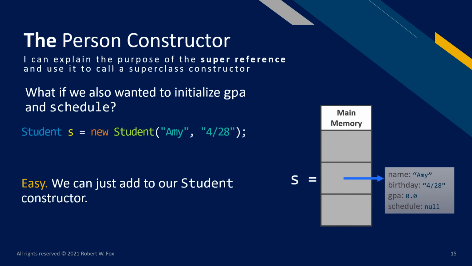So with all that in mind, let's ask a follow-up question. What if we wanted the other values of the object to be initialized as well? So we know that we're already initializing the name and the birthday. That's done in the superclass constructor. But what about the GPA and the schedule? Well, it turns out that that's easy because now that we have a constructor in the student class, we can just add on to it.